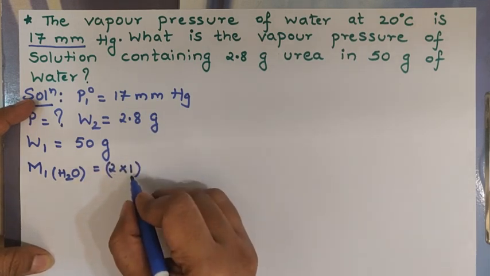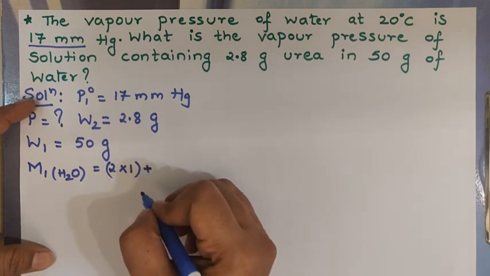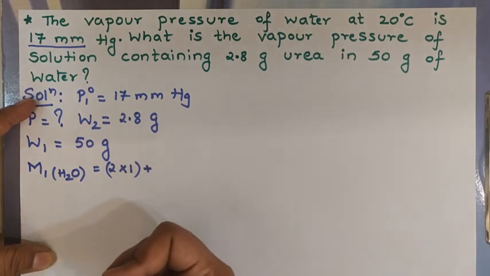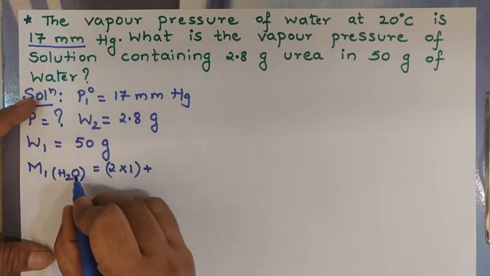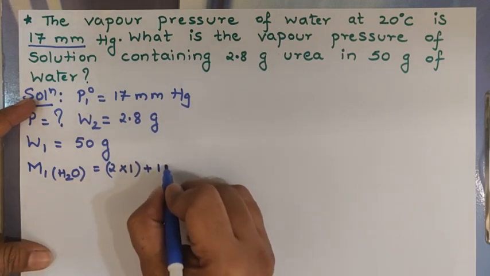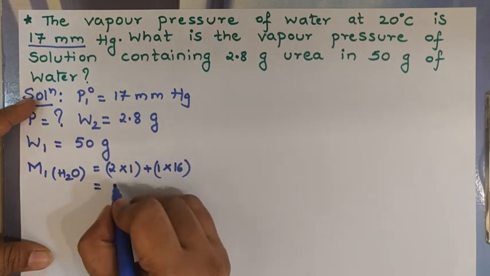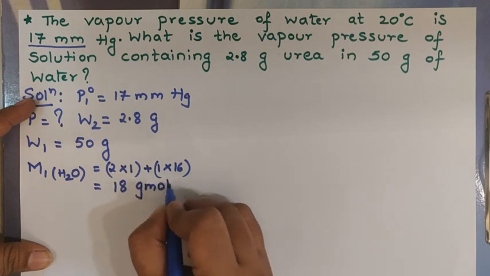Now usually in the exams, the question papers provide the atomic masses. So we need not memorize the atomic masses, but as we keep solving, they get memorized automatically. So let's go further. The number of atoms of oxygen is 1 multiplied by 16. So the total mass we get over here is 18 gram mole inverse.